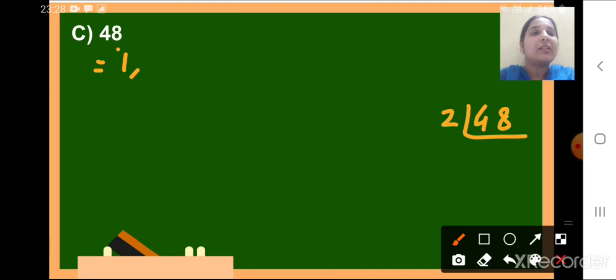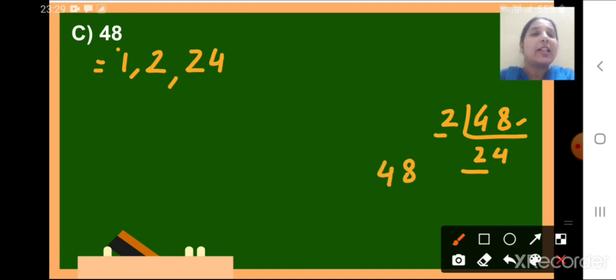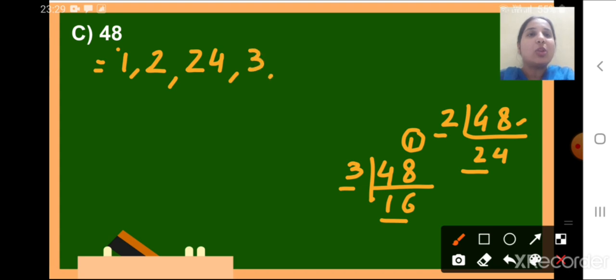How many times we'll get? 2 2s are 4, 2 4s are 8. So 2 24 times will give 48. It means 2 as well as 24 is the factor of number 48. Now let's move further with number 3. So whether it is divisible by 3 or not. So 3 ones are 3. We'll get 1 here as remainder. Now we have 1 8, 18. So 3 6 are 18. It means 3 16 times will give 48, or 16 3s are 48. So 3 and 16 both are the factors of number 48.